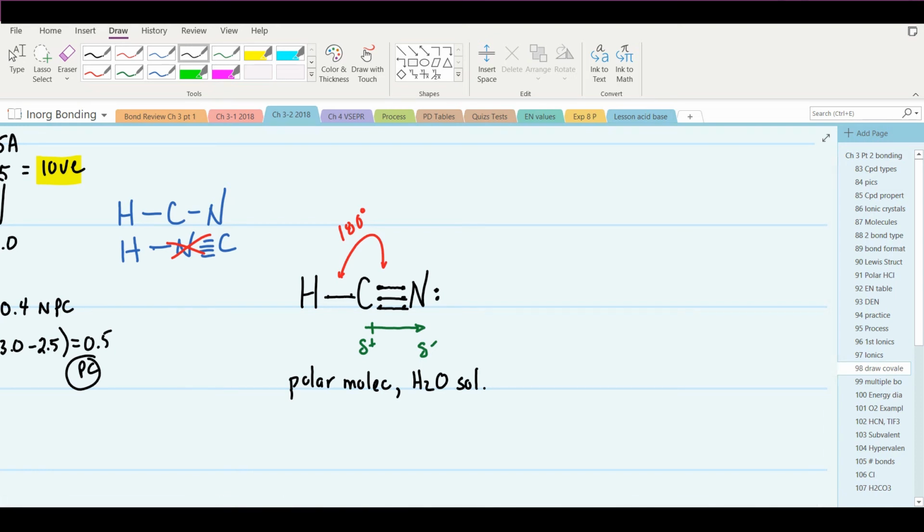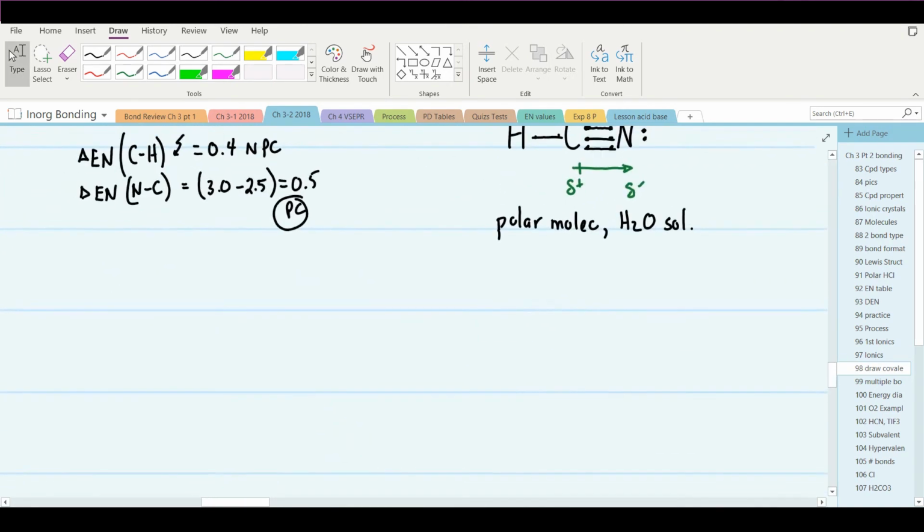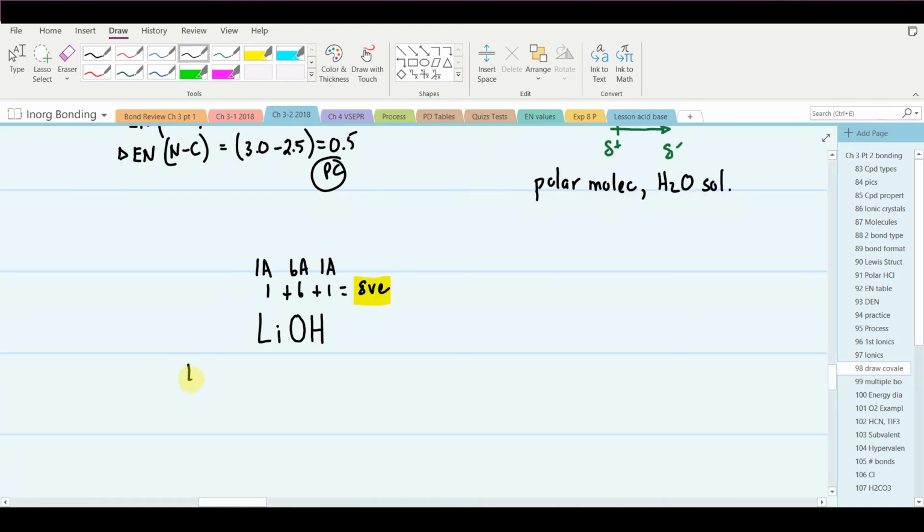There's one more we can draw. I'd like you to try this one. Draw the structure, please, of lithium hydroxide. It's group 1A, 6A, 1A. It's 1 plus 6 plus 1 is 8 valence electrons. Just check that we have that at the end. Check the electronegativity values. 1.0, 3.5, 2.1.